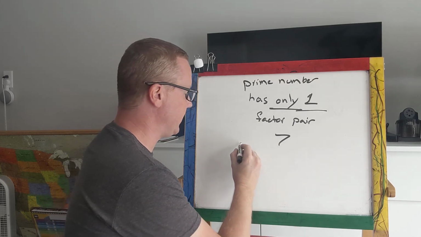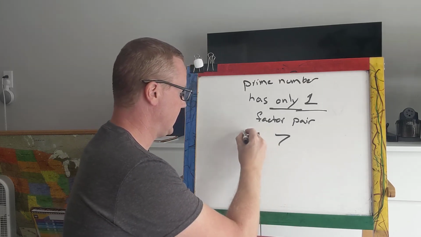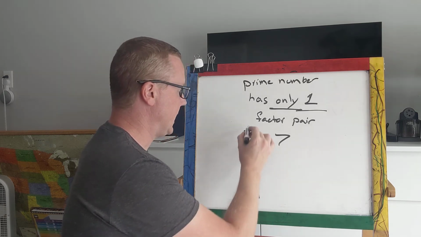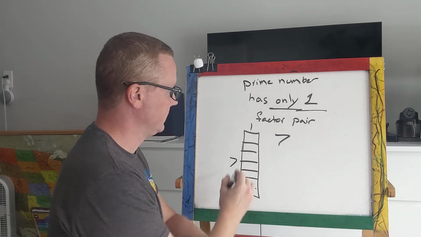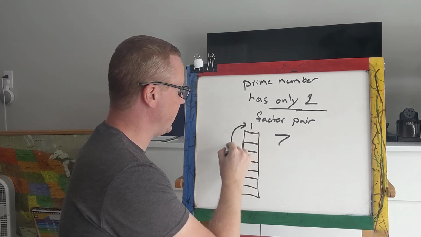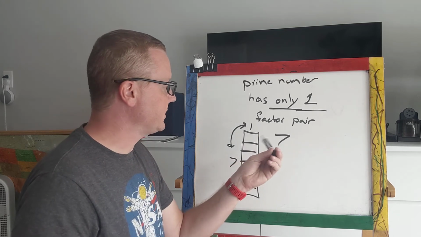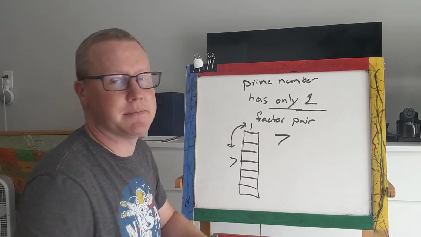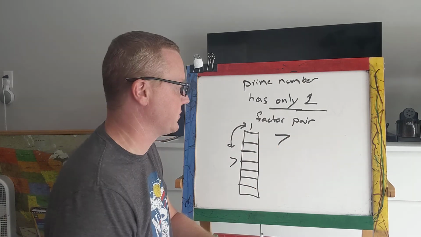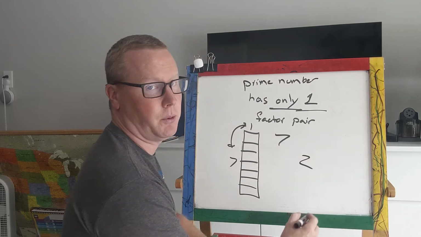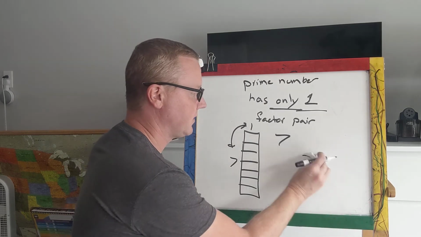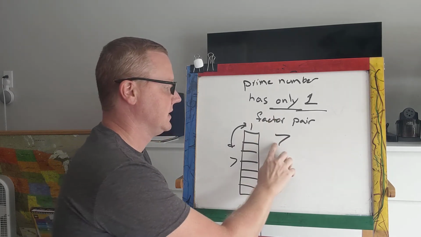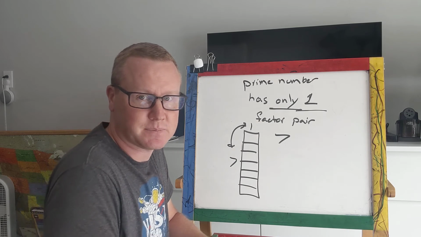So if I'm trying to draw it out, I can only draw it one way, or I can only find one factor pair, 1 and 7. So a prime number is always going to be just 1 times itself. No other factor pairs will make it. You can't do 2 times a whole number to get 7. 3 times a whole number will not get you a 7. Only 1 times 7 can get you 7 as a product.